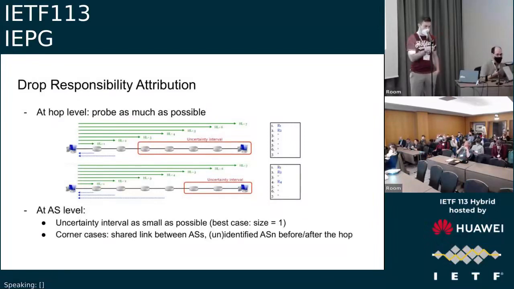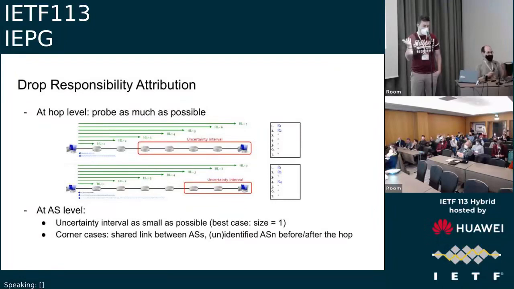This is one of the challenges in attributing the drop to an AS, because you have to make that zone as small as possible, and the best case obviously is 1, right? It might never happen, but anyway. And you have also corner cases here.